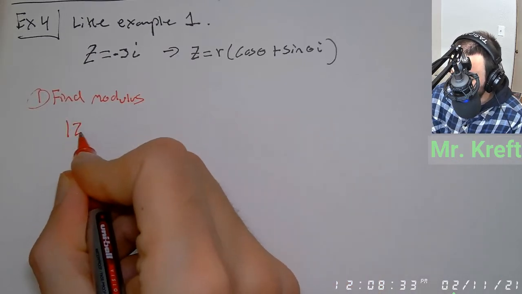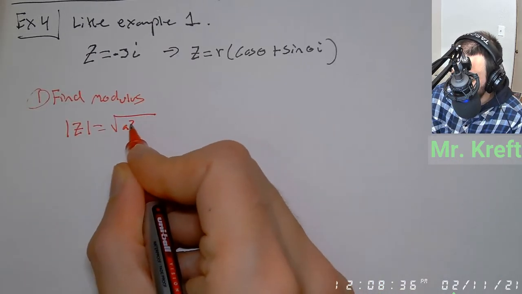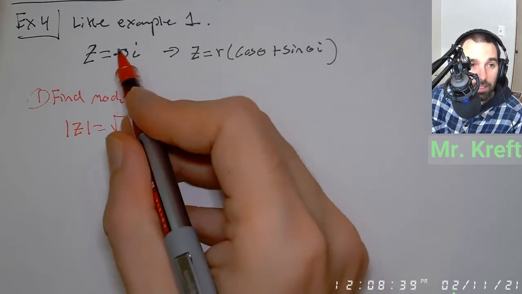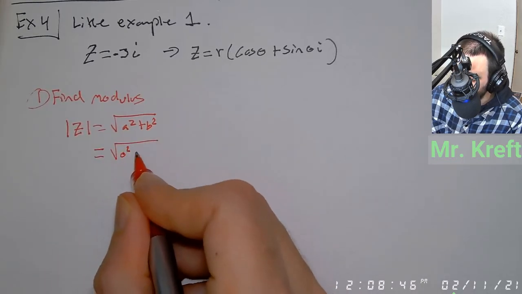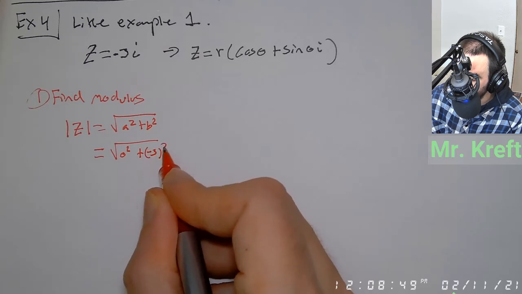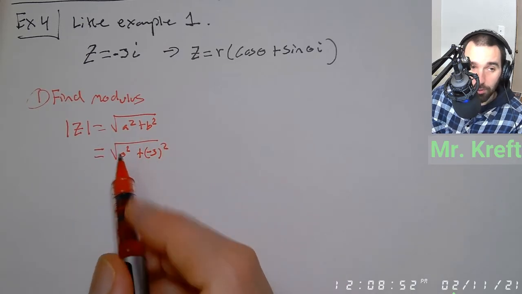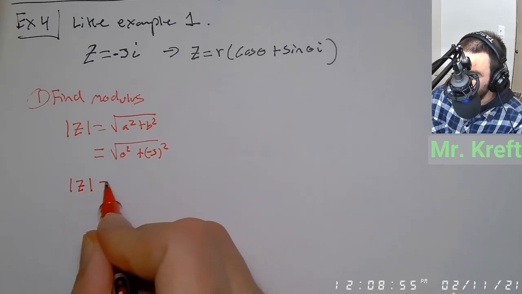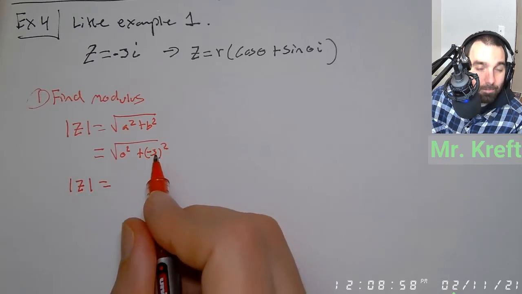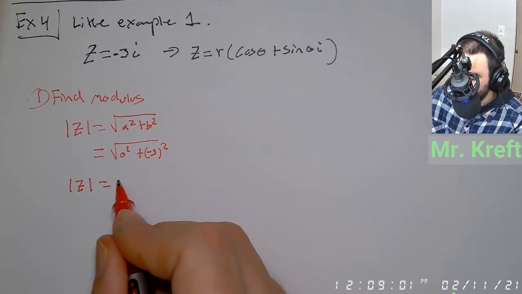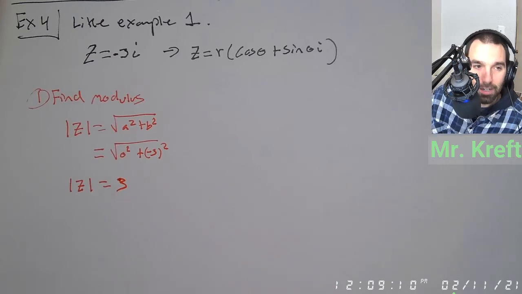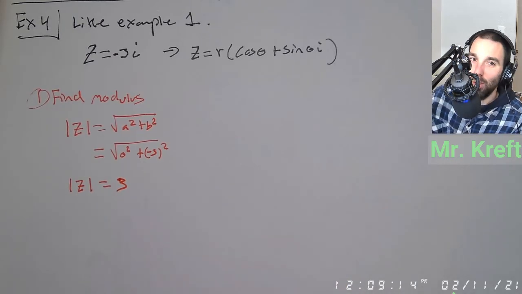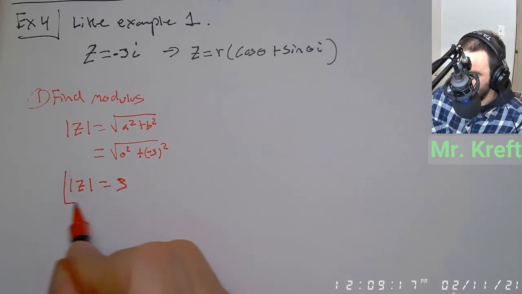So to do that, remember, it's the absolute value of z equals the square root of a squared plus b squared. There's no i because i squared is 1. So this is just going to be the square root of 0 squared plus negative 3 squared. Remember, the 0 squared is just 0. So I'm going to get the absolute value of z equals 3. Yeah, 3, because we're talking about absolute value, so the negative doesn't matter there.